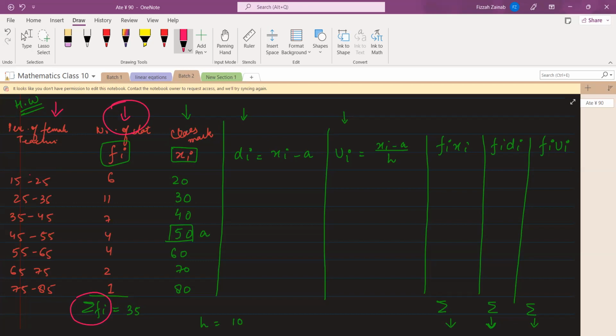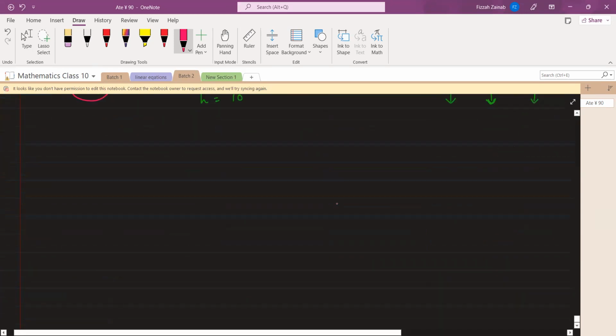So I told you that if you multiply these two, this becomes your direct method. And if you multiply Fi with Di, that becomes your assumed mean method. And if you multiply Fi with this Ui, that becomes your step deviation method. Is that clear? So Di is a number. We assume any mean A and then we do Xi minus A. This is Di. If we divide this by h, which is the size of the class, you get Ui. That's it.